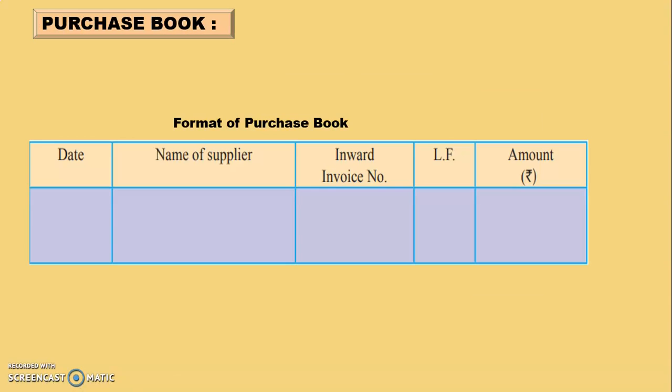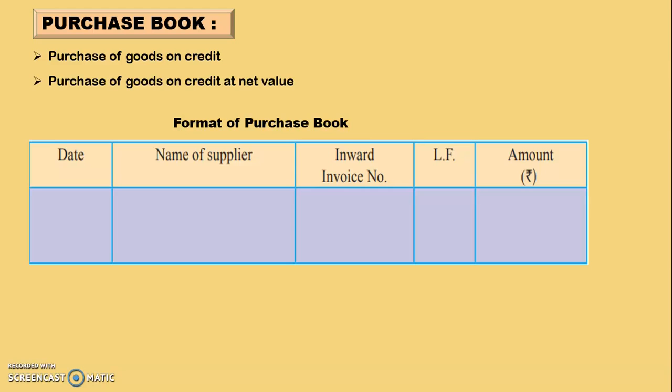This is a format of purchase book where we have the date column, then the name of the supplier, then the next column is inward invoice number, wherein we record the number of the bill, ledger folio column and amount column. Now students, in purchase book, we record all the transactions where goods are purchased on credit. And while recording the entries, we record the entries at net value. That is after deducting the discount.